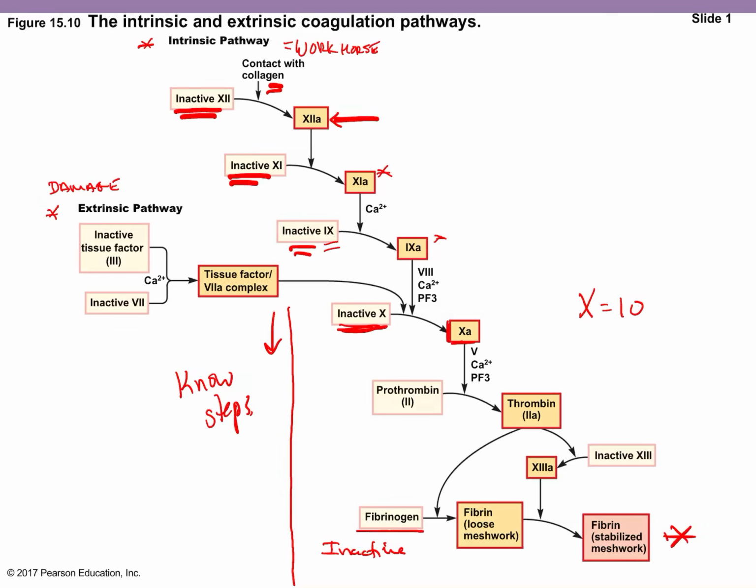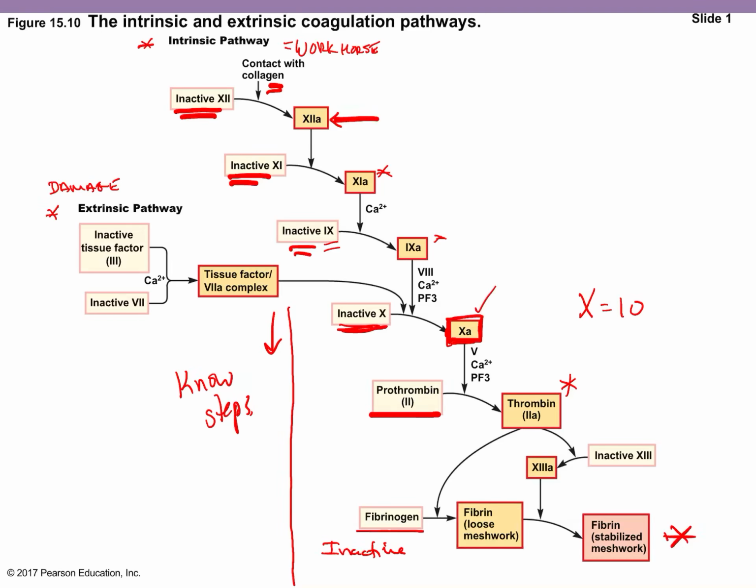So they converge on the activation of 10. So 10 is an important clotting factor. Inactive 10 gets converted to active 10. Okay, so why is 10 important? Because 10 is what activates one of the main clotting proteins, thrombin.